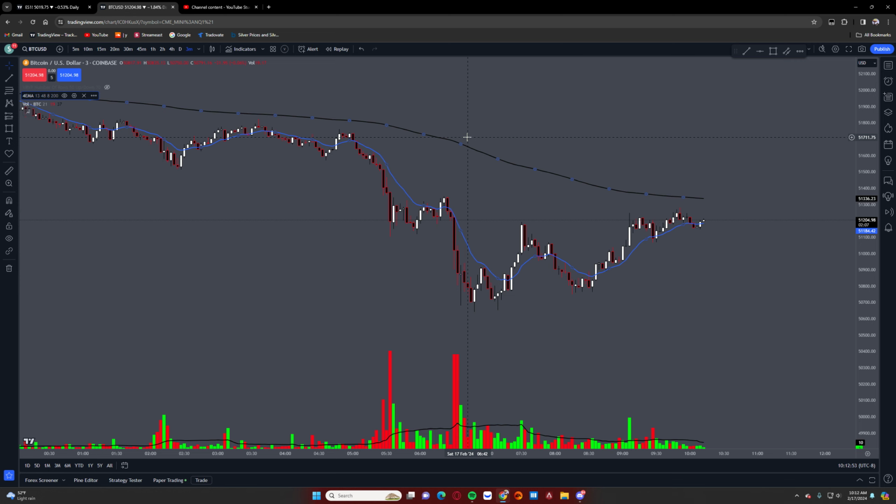I want to do a live example, and that's why I'm on Bitcoin right now, because it is Saturday, the markets are closed. I do spot a little supply zone right here, and I'm going to just draw it right now and explain to you guys.